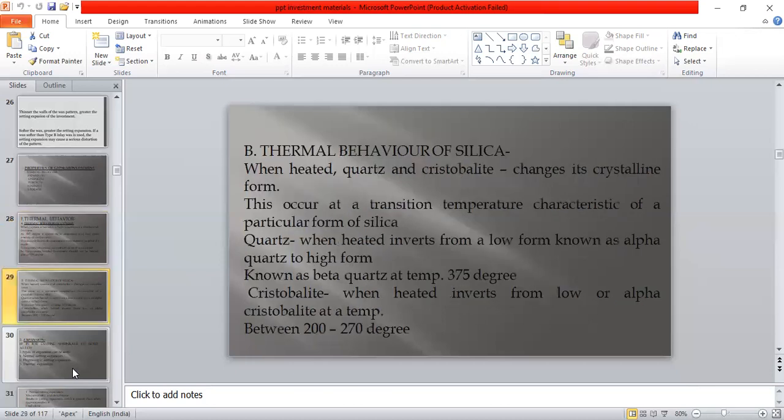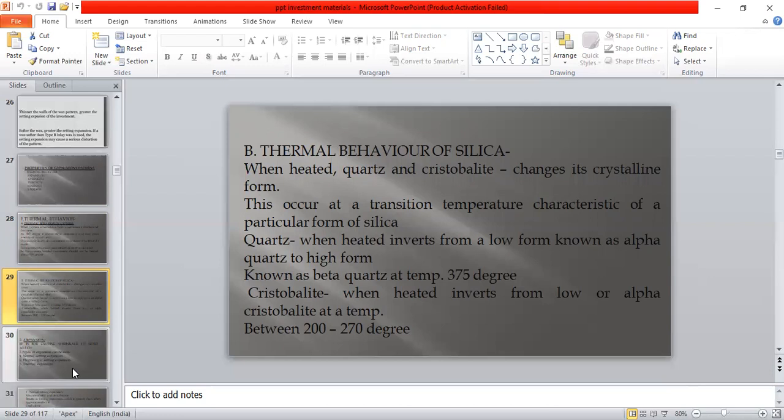Next in thermal behavior, we are going to discuss the thermal behavior of the silica. In silica, as already discussed, we are taking the quartz and cristobalite forms of silica. When the quartz and cristobalite forms of silica are heated, they change their crystalline form, and it occurs at the transition temperature characteristic of the particular form of silica.